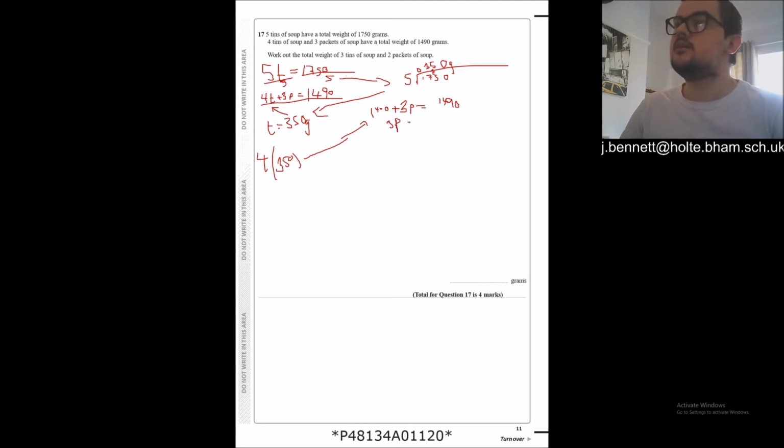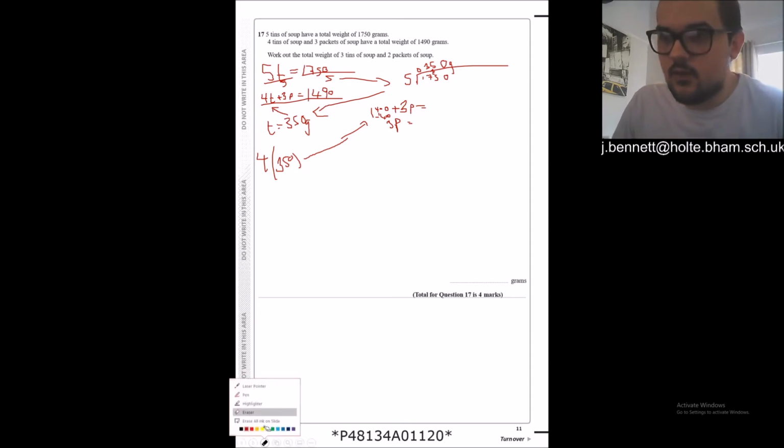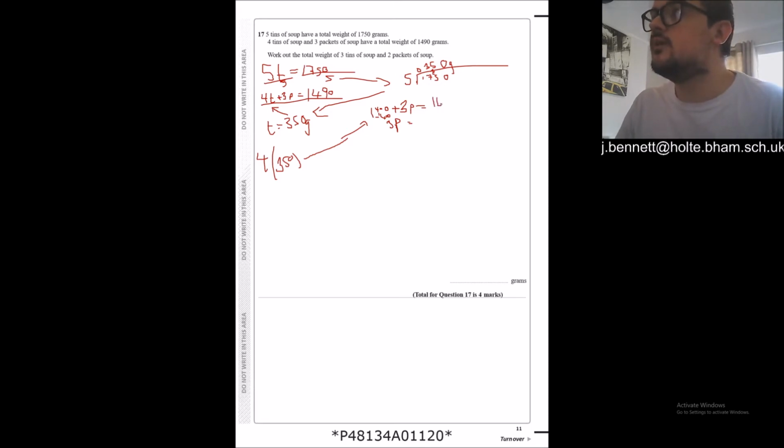3p equals, so we're subtracting 1400 from both sides. Actually, I'm going to do that all again because that wasn't very clear. Our answer on the left hand side was 1490, and we're subtracting 1400. 1490 minus 1400 gives you 90. So P is just 90 over 3, which is 30.